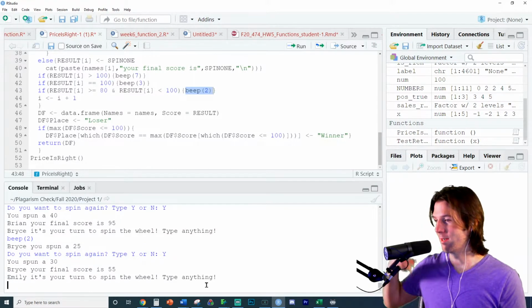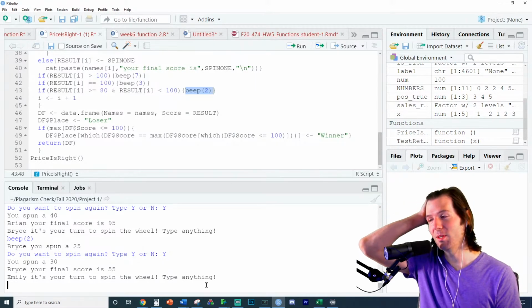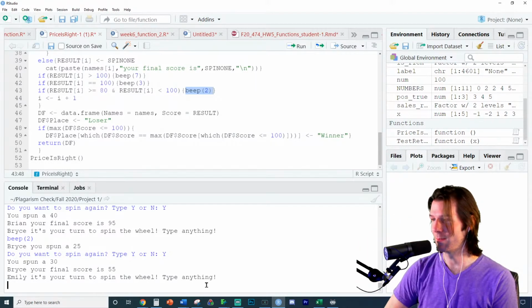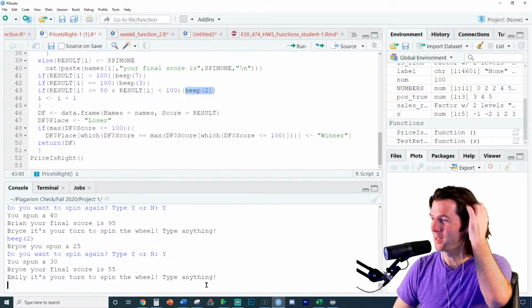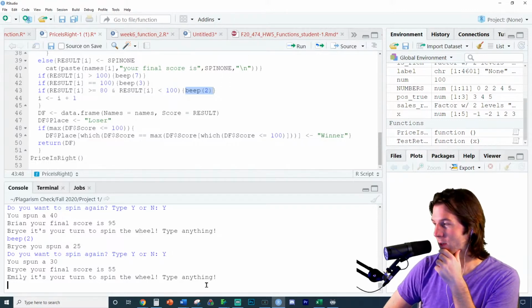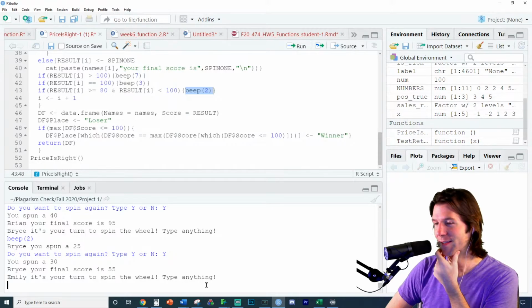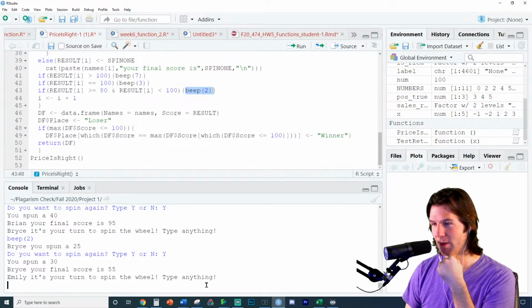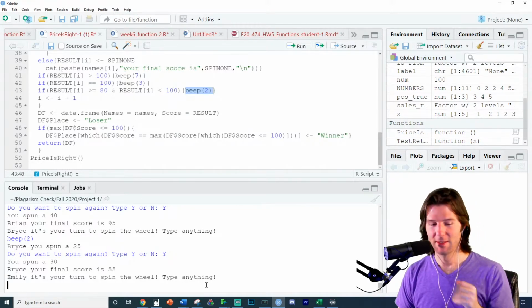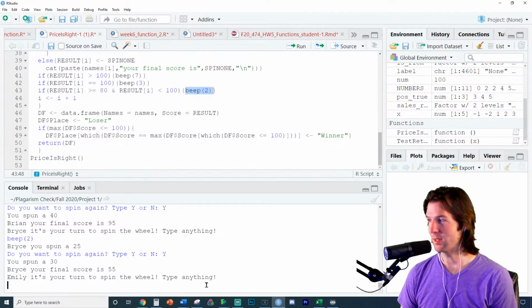55. Everyone gets 1,000 for playing. Emily, spin the wheel. It's your turn to spin the wheel, Emily. It's going to play the beep noise at the end of this. Everyone gets 1,000 for playing. The winner gets 2,000. Emily will spin the wheel here. We'll see what Emily gets. Hopefully someone gets 100. 100 is the big points.